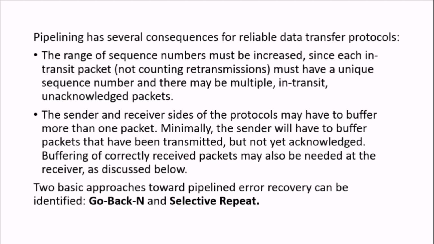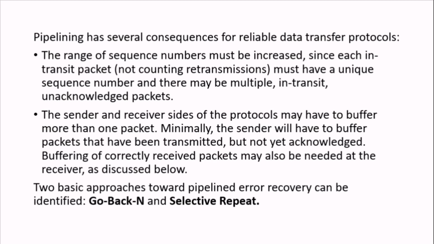Pipelining has several consequences for reliable data transfer protocols. First, the range of sequence numbers must be increased, since each in-transit packet must have a unique sequence number and there may be multiple in-transit and unacknowledged packets. Second, the sender and receiver sides of the protocol may have to buffer more than one packet. Minimally, the sender will have to buffer packets that have been transmitted but not yet acknowledged, and buffering of correctly received packets may also be needed at the receiver, as discussed.